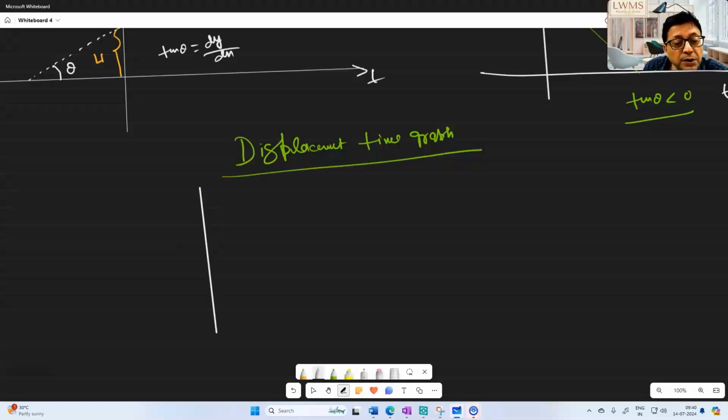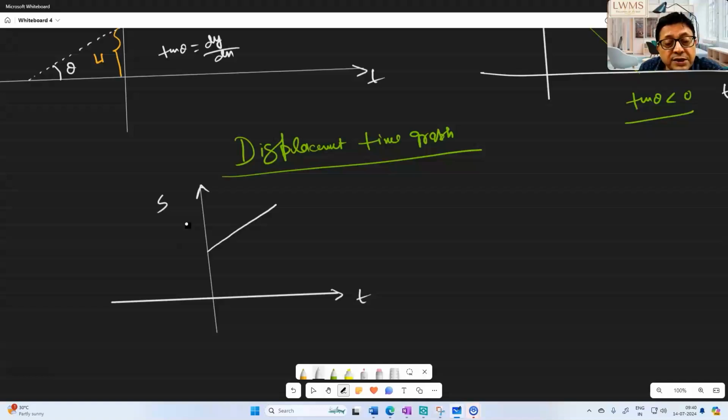For uniform velocity, the displacement time graph is like this. This is an ST graph. This is the case of uniform velocity, where u remains constant. This time also the slope of the graph, tan theta, is equal to s by t or delta s by delta t, whatever you say.